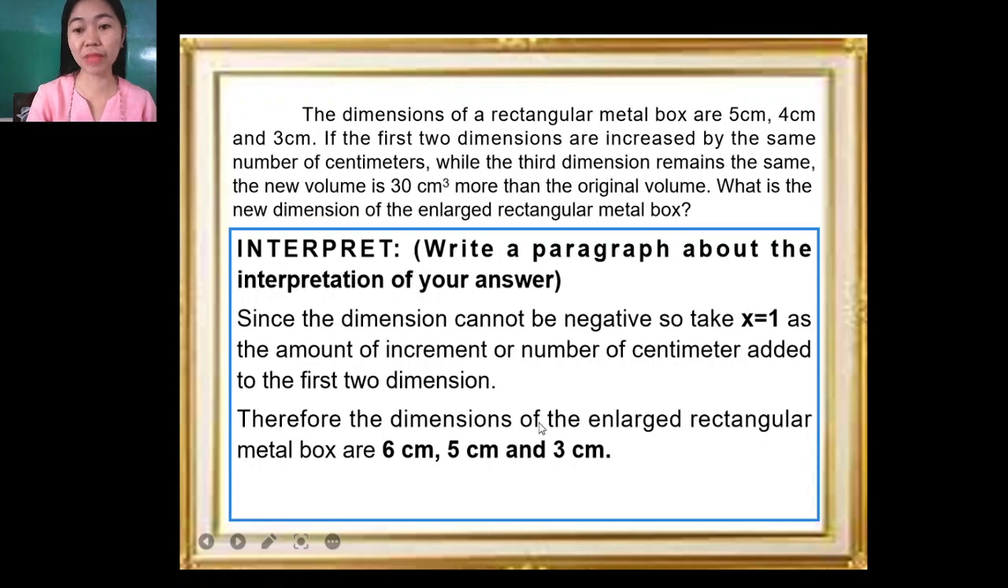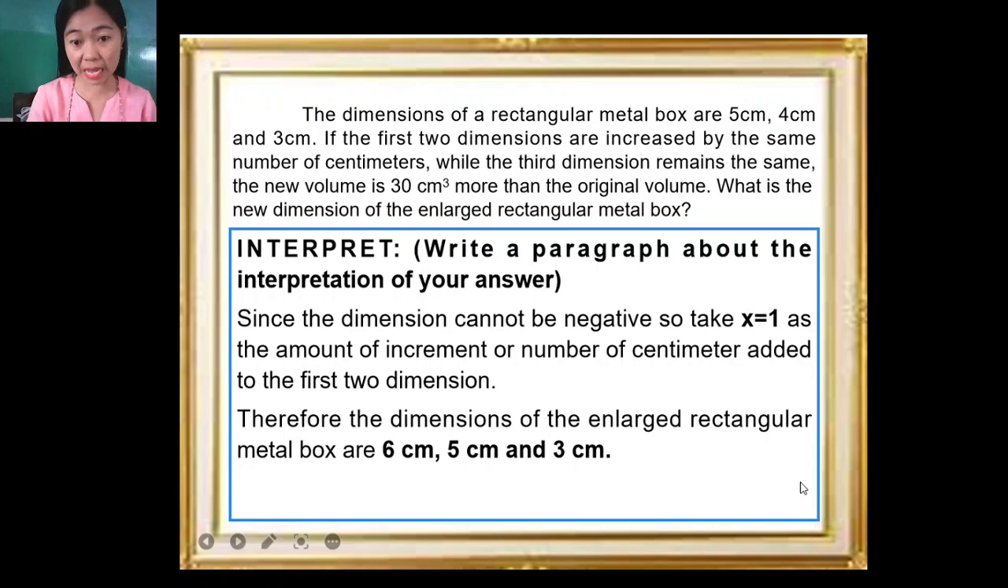Therefore, the dimension of the enlarged rectangular metal box will be equal to 6 centimeters. Bakit 6 centimeters? Kasi 1 nga yung dinagdag sa first two dimension. Yung first dimension natin sa original ay 5. So, dagdagan natin ng 1 will be 6. And then yung second dimension natin is 4 centimeter. Dagdagan natin ng 1 is 5. While the third remains the same. So, the new dimension or the dimension of the enlarged rectangular metal box are 6 centimeters, 5 centimeters, and 3 centimeters.